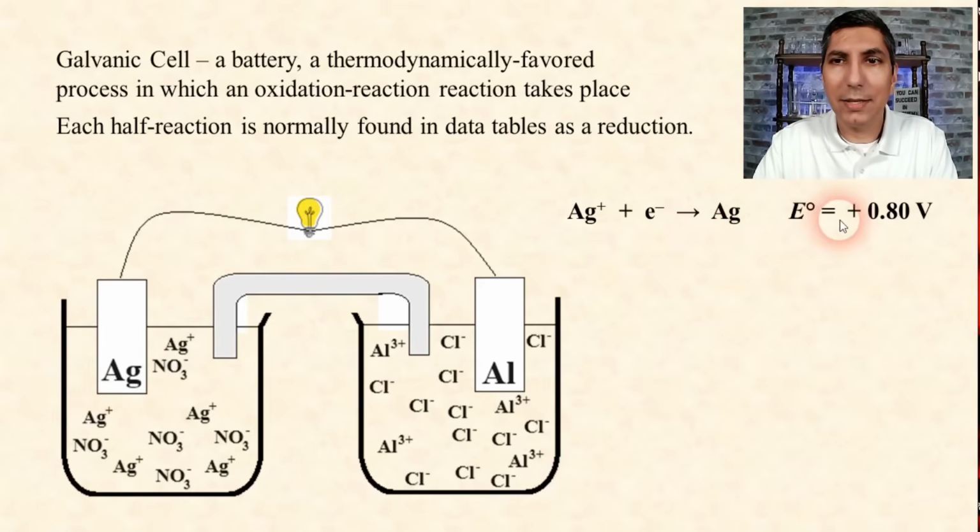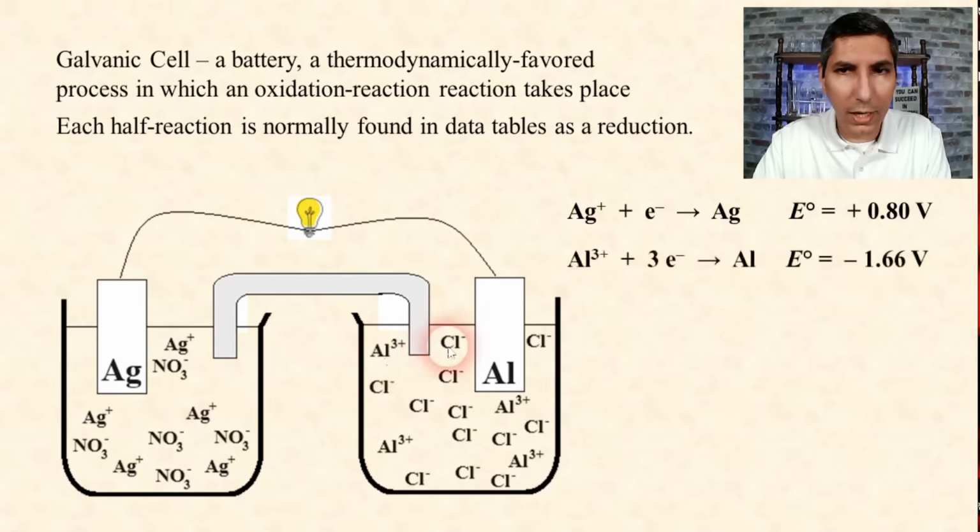And its half potential, I should say, is positive 0.80 volts. And we can say the same thing for aluminum ions. Aluminum plus 3 being reduced down to aluminum by means of 3 electrons would be negative 1.66 volts.